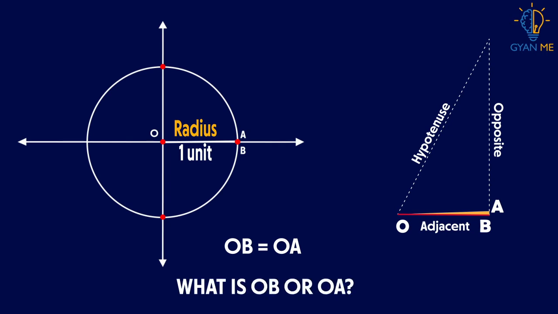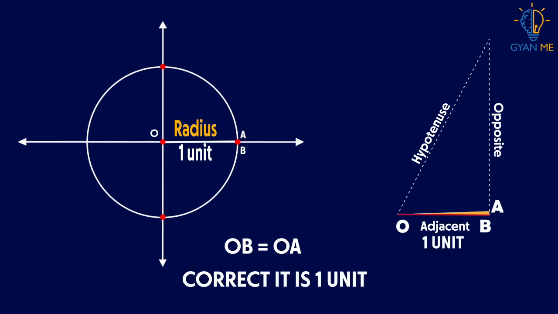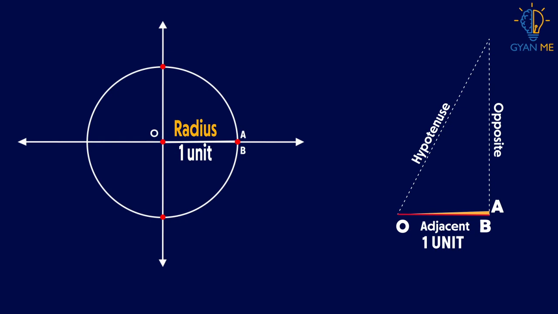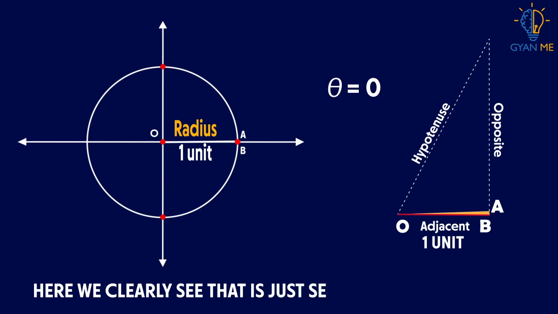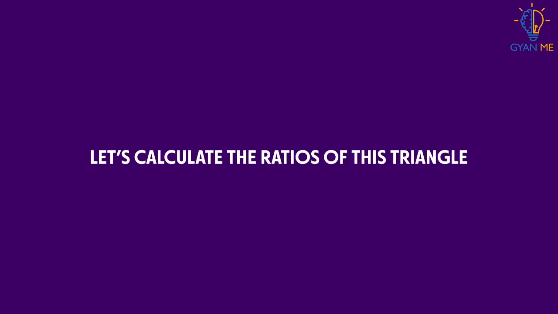Okay, so what is OB and OA then? Correct, it's 1 unit. So for now, in this triangle AOB, we can say that AB is equal to 0, OA is equal to OB, which is equal to 1 unit. Mathematically, we can also say that drawing a triangle is not possible when theta is equal to 0. Yes, here we can clearly see that it's just like a line and not a triangle. Okay, so now let's calculate the ratios for this triangle.